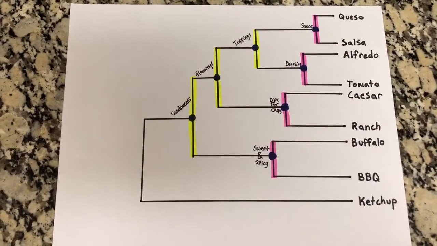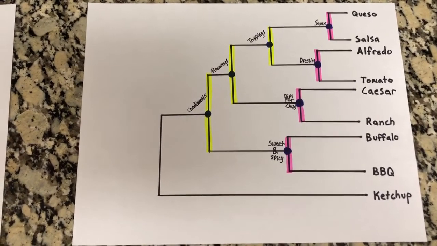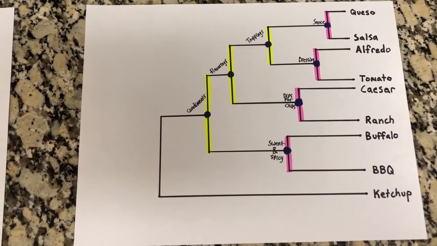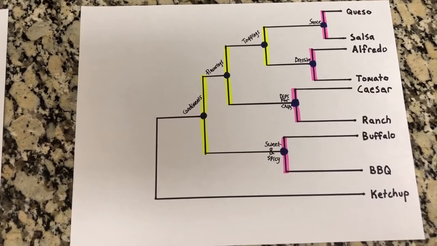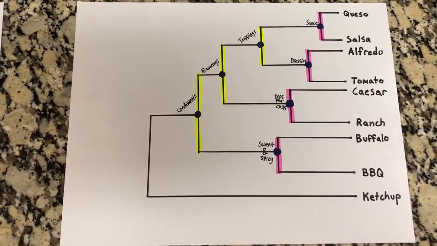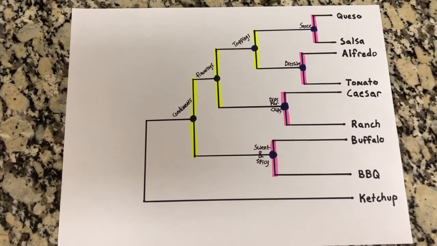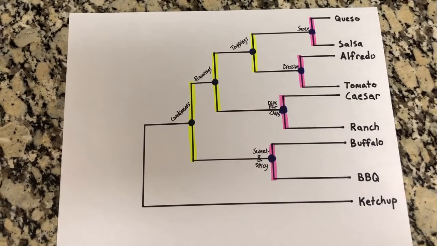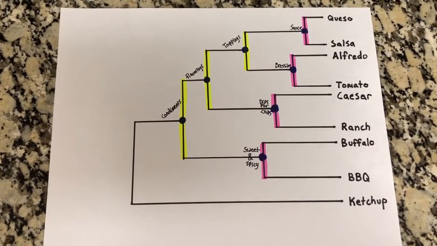So if we look at the example here, we have a phylogenetic tree of many common household condiments. Located within this tree, we can see the relationship and that divergence has occurred between the operational taxonomic units. For example, moving down the side of the tree, we see the following OTUs: queso, salsa, Alfredo, tomato sauce, Caesar dressing, ranch dressing, buffalo, and barbecue sauce.